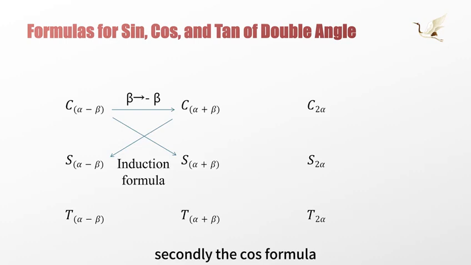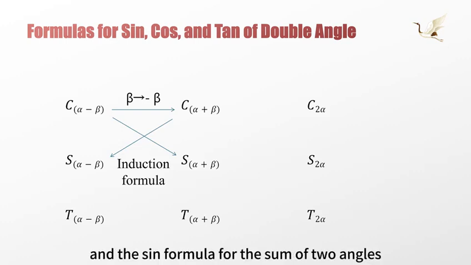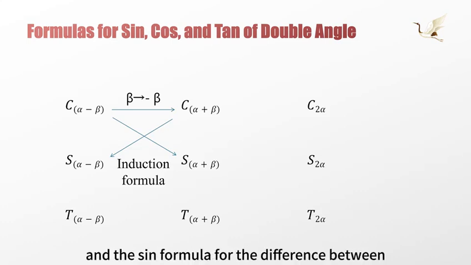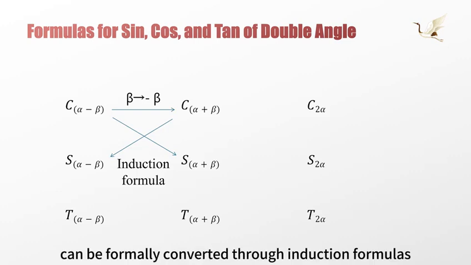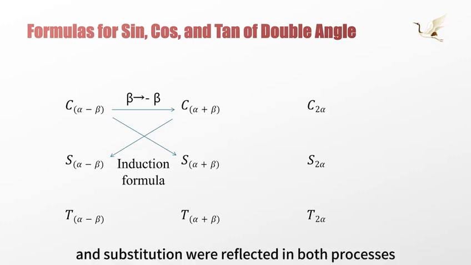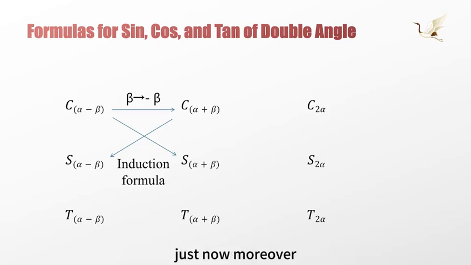Secondly, the cosine formula for the difference between two angles and the sine formula for the sum of two angles, as well as the cosine formula for the sum of two angles and the sine formula for the difference between two angles, can be formally converted through induction formulas. The ideas of transformation and substitution were reflected in both processes just now.